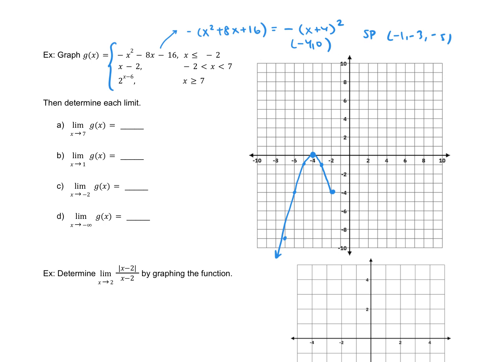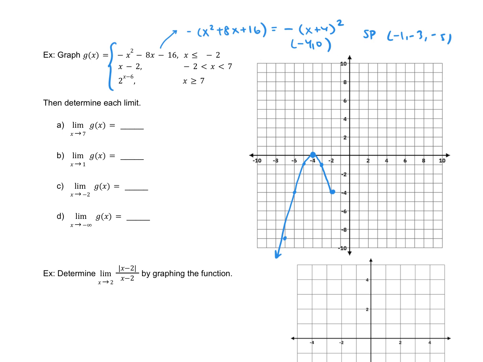Now for the line x minus 2, between x is -2 and 7, we can just plug in values. It is linear, so there is no curvature here. I can start with plugging in -2 to see where the hole would be. So -2 minus 2 is -4, so I can plot the hole at -2, -4. Then I can plug in -1. -1 minus 2 is -3, so -1, -3 is a point.